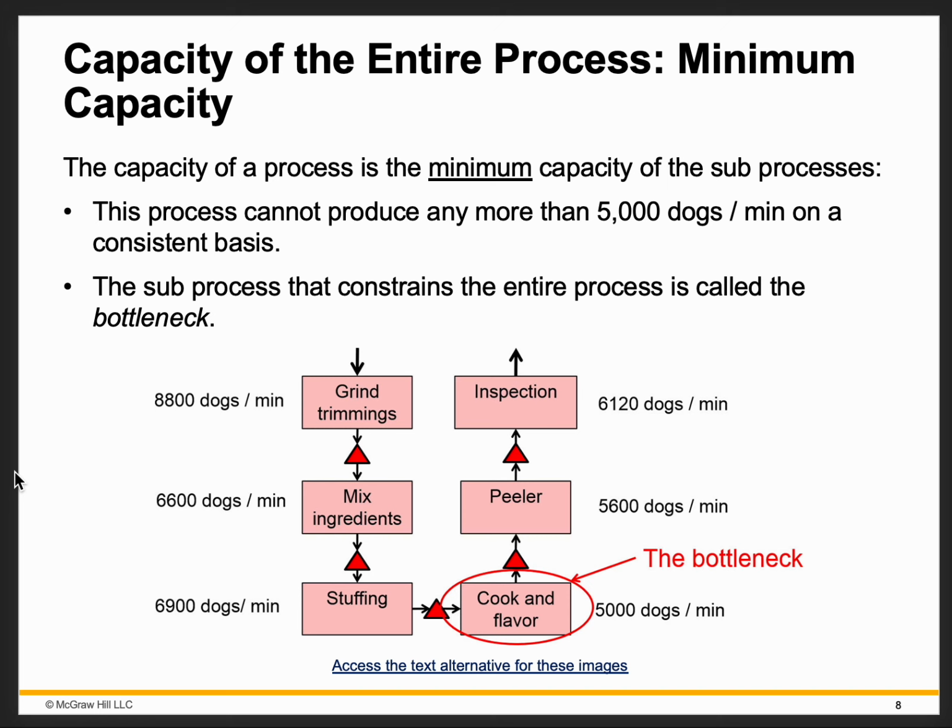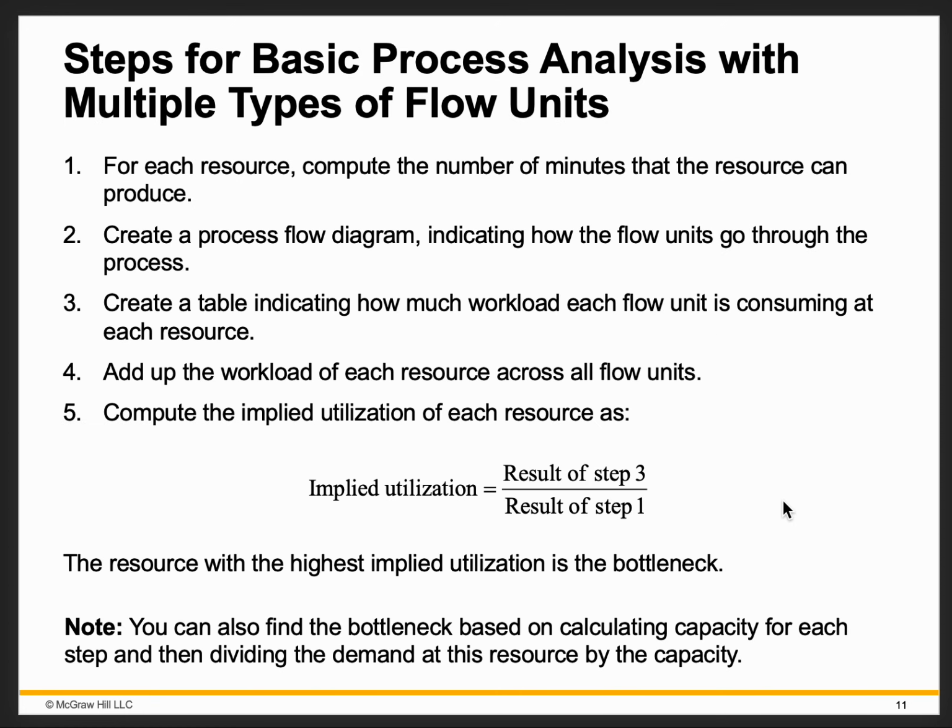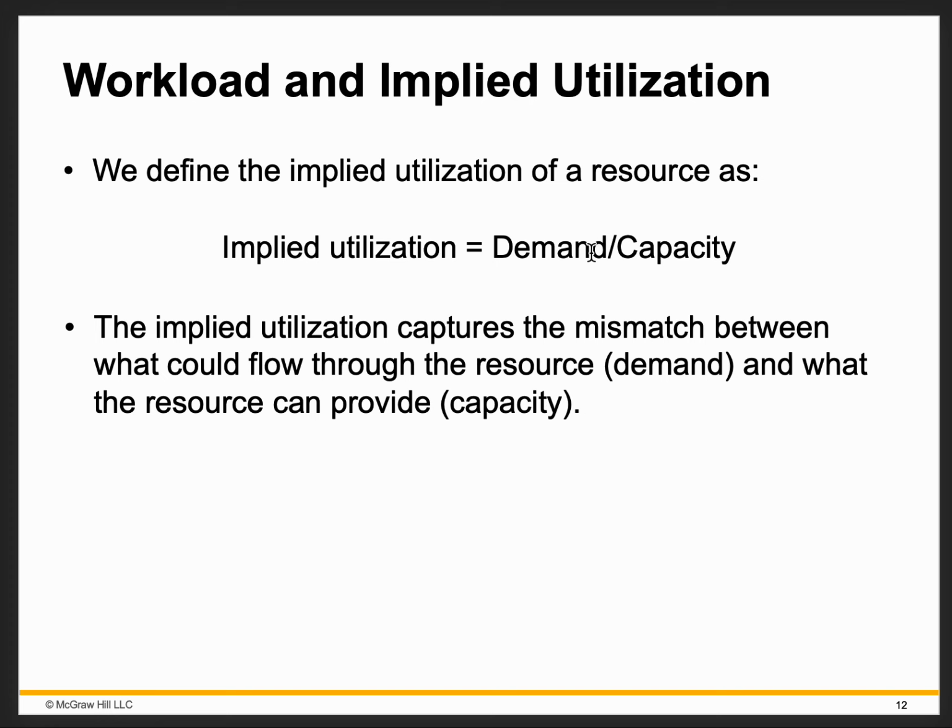Now we can calculate the implied utilization for every stage individually. In this case, the whole process has a flow rate of 5000, but each individual stage has a different flow rate. Now let's say the demand for us is 4000 hot dogs a minute. So even though your process can produce 5,000 hot dogs a minute, you don't need to produce 5,000 hot dogs a minute. And implied utilization is demand divided by capacity.